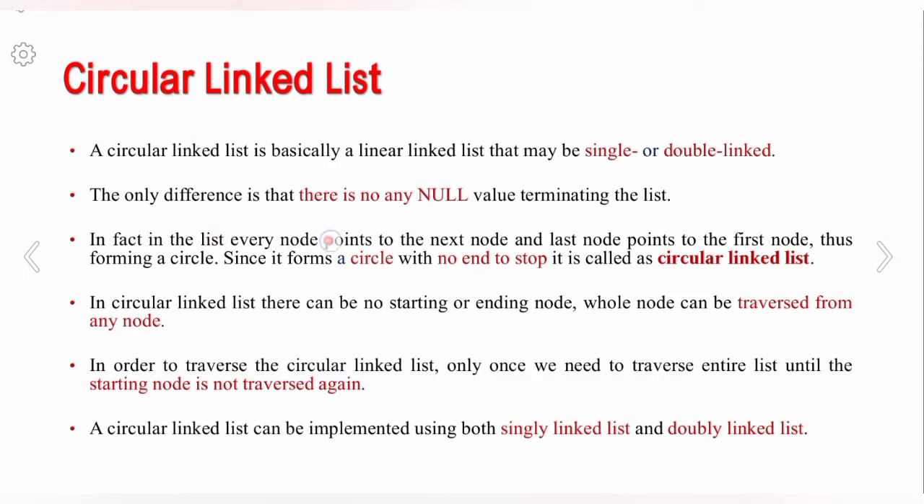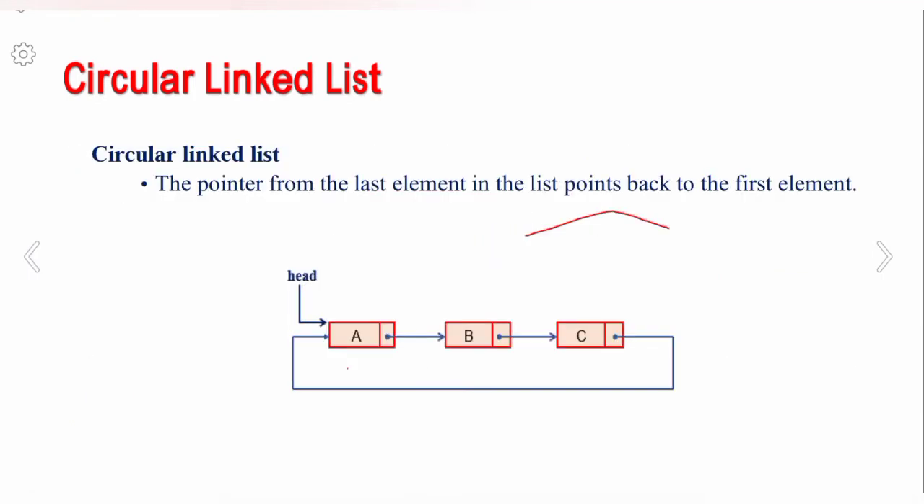The only difference is that there is no null value in the terminating node. Normally in singly or doubly linked list, we have the terminating value, that is null value, at the end of the linked list. But here there is no terminating value, where the last element will point to the starting of the linked list.